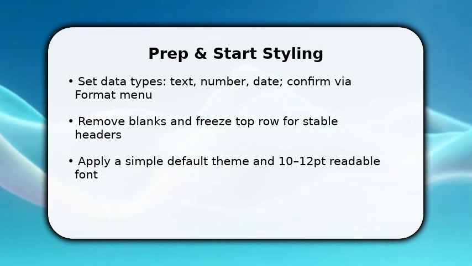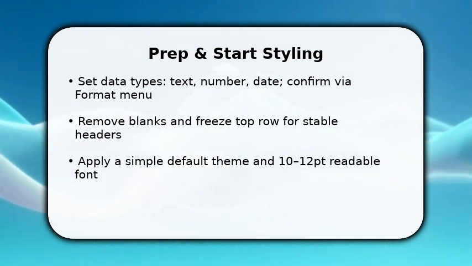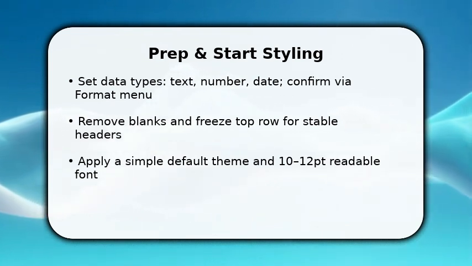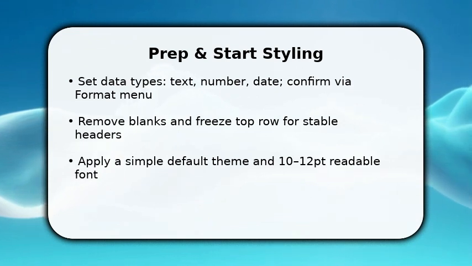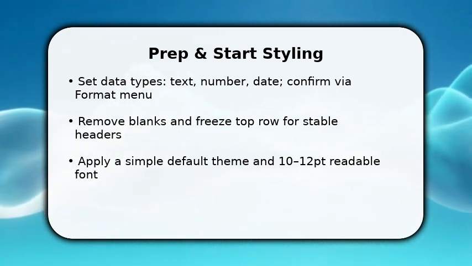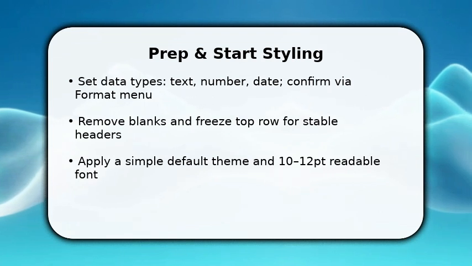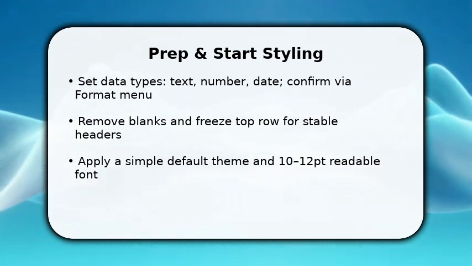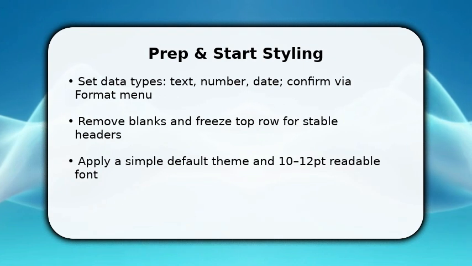Next, pick a clear theme and set a consistent 10-12 PT font. This gives your sheet immediate visual order. Then apply basic cell padding and alignment, left for text, right for numbers, so values sit predictably. These first steps reduce visual noise and prepare the sheet for targeted styling.